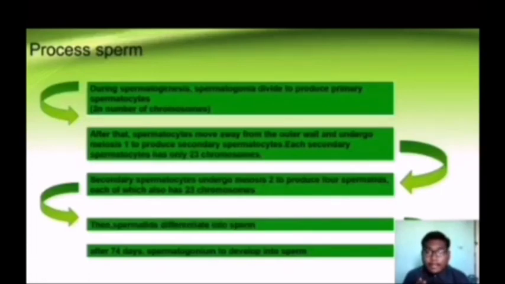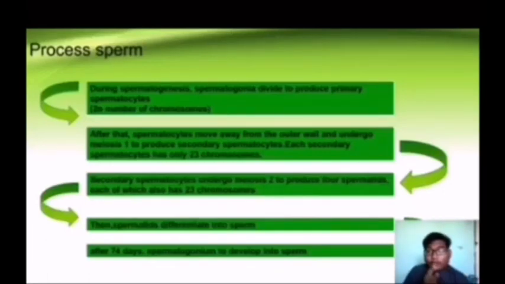Okay, secondary spermatocytes undergo meiosis 2 to produce four spermatids, each of which also has 23 chromosomes. Then the spermatids differentiate into sperm, and after about 24 days, the spermatogonium has developed into sperm. So you all get the information here.